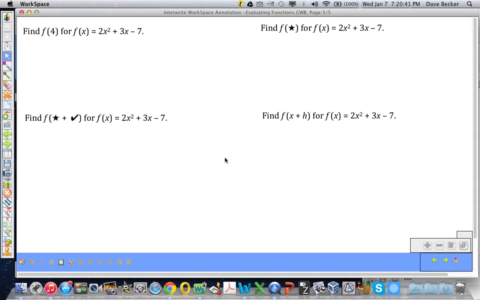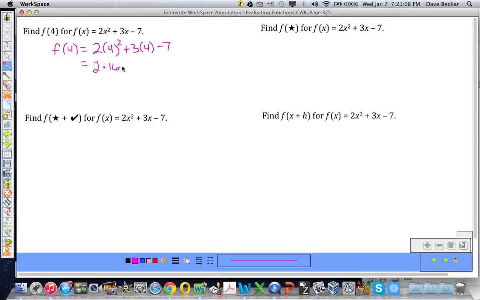All right, let's do a few examples here. So we got f of 4, find f of 4 for f of x equals 2x squared plus 3x minus 7. So we are going to say f of 4 equals, and we're just going to replace this here, 2 times 4 squared plus 3 times 4 minus 7. So that would be equal to 2 times 16 plus 12 minus 7, which would be 32 plus 12 minus 7, which would be 44 minus 7, which is equal to 37.